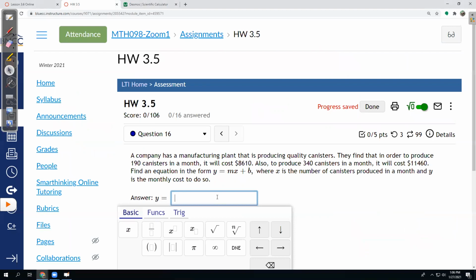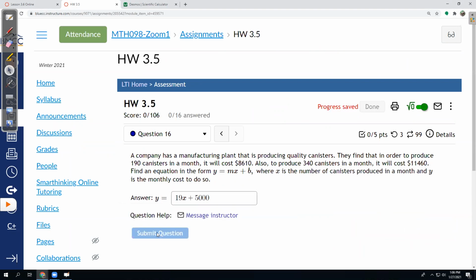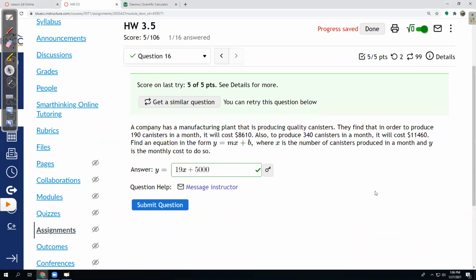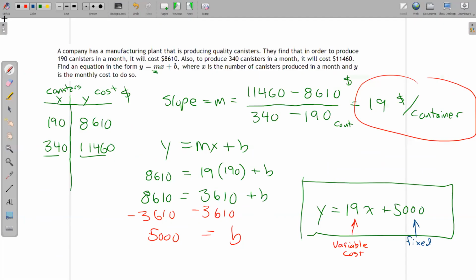So here I should just be able to type 19x plus 5,000. Yeah, I still got it wrong, but I don't know what's going on. I know it's better than what I was doing before, that's for sure. I'll just try a different number for a similar question. And again, for me to get these right, I've got to write all this stuff down.